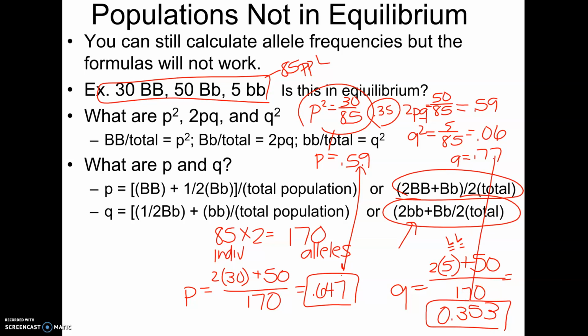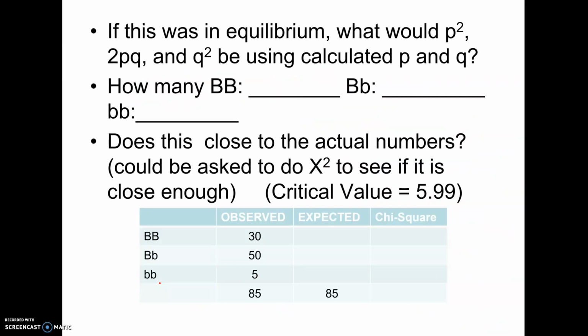So which one is right? This is right. It only matches the shortcut if the population's in Hardy-Weinberg equilibrium. So I can already see that this is probably not. But on an AP exam, they might actually make you go so far as to do a chi-square test to see. And I've actually seen this.